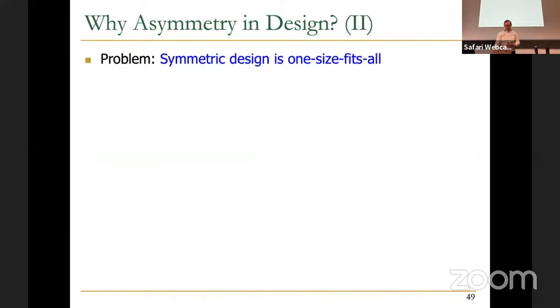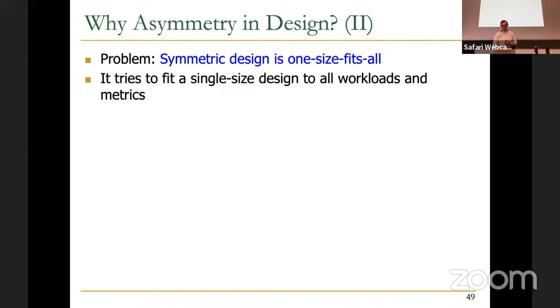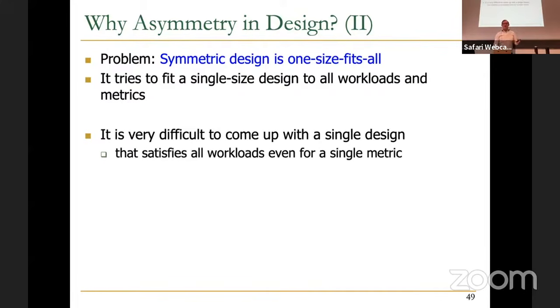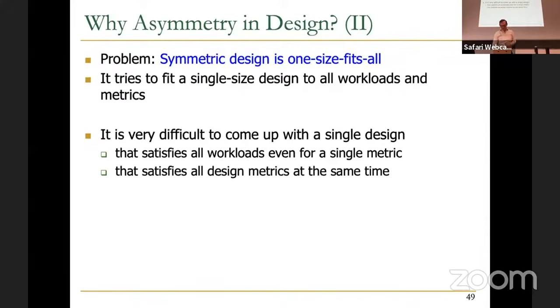Okay. So basically, the problem with symmetric designs is it's really trying to fit everything into one type of design, one size fits all. I already said this. To all workloads and metrics, you're trying to fit that design. But it's very difficult to come up with a single design that satisfies all workloads, even for a single metric. So assuming you don't care about any other metric but performance, a single design is still not good enough. And we're going to see that today more. Now, this becomes even more difficult when you actually have multiple design metrics.